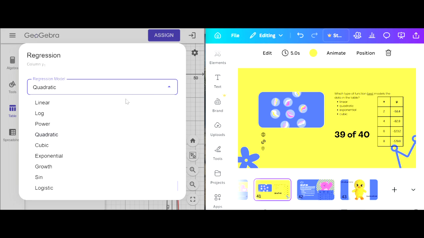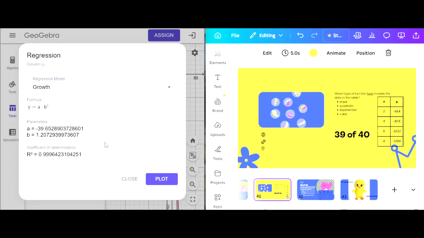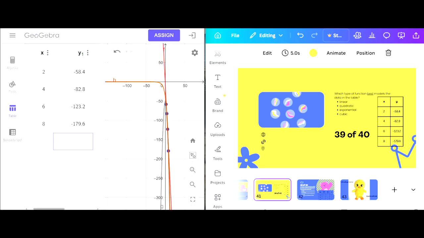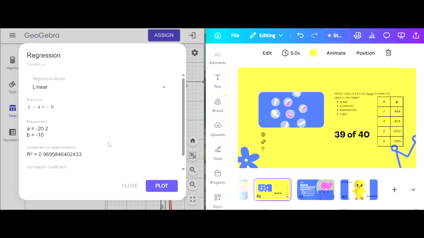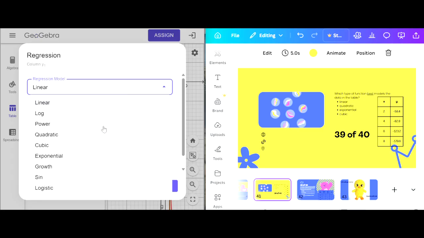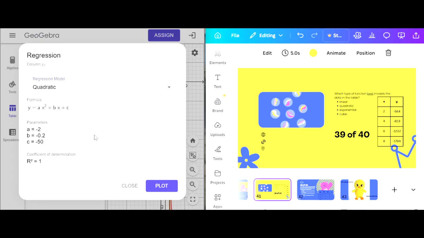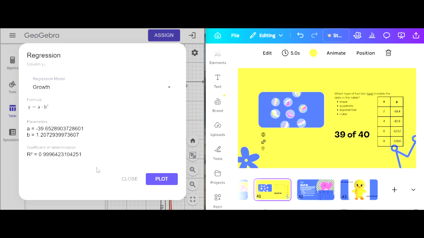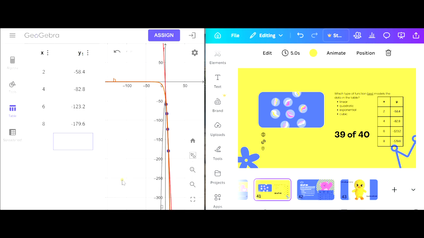We don't have a correlation coefficient for that. Let's look at growth. 0.99. So it might be growth. It's a little bit higher. So 0.96 for linear, 1 for quadratic, and 0.99 for growth. So I'm guessing this one is going to be quadratic, guys. I would go ahead and put quadratic as the answer for this one.